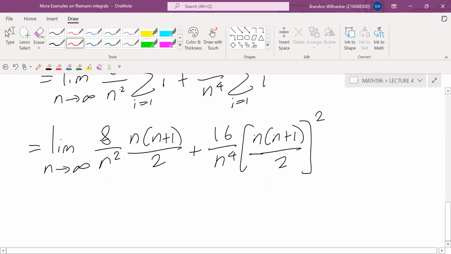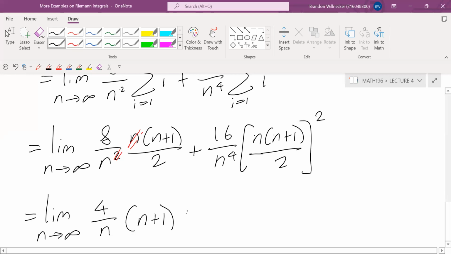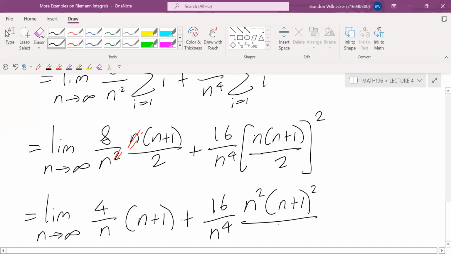So we've got 8 over 2. Let's just write that here. So that will be the limit as n goes to infinity. 8 over 2, that will be a 4. n divided by n squared, we're going to have an n at the bottom, so that cancels with one of those, and then we're left with n plus 1. Plus, we're going to have 16 over n to the 4, n squared, (n plus 1) squared over 4.